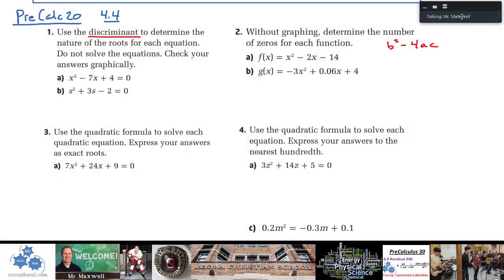So section 4.4 is about the quadratic formula, and here are a few questions from your assignment that I'm just going to go over with you real quick. Number 1 says use the discriminant. Okay, we talked about the discriminant. It tells us about the nature of the roots, and the discriminant is b squared minus 4ac.